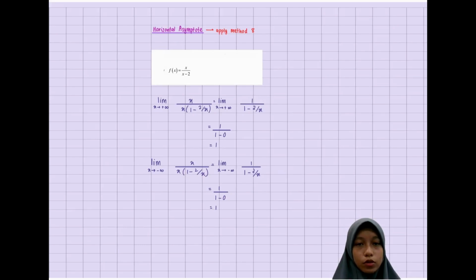Just like that, we will use the same thing for the limit of f(x) when x approaches negative infinity. So we will get 1 as the answer for this question. So the horizontal asymptote for this answer is 1.